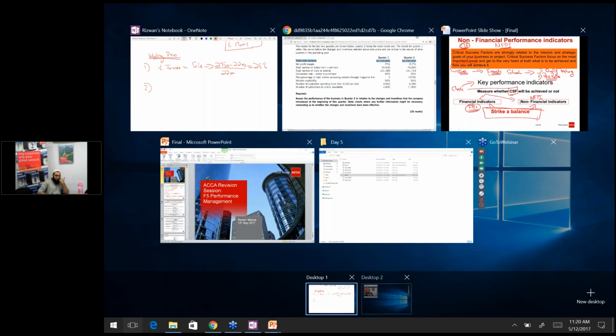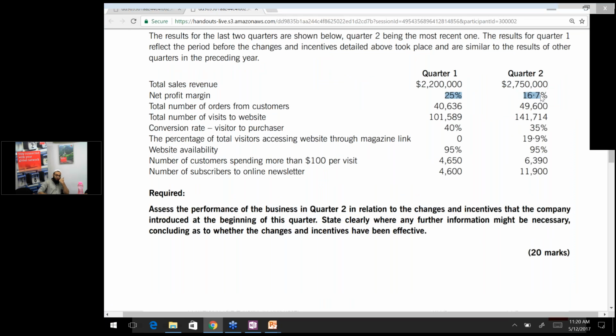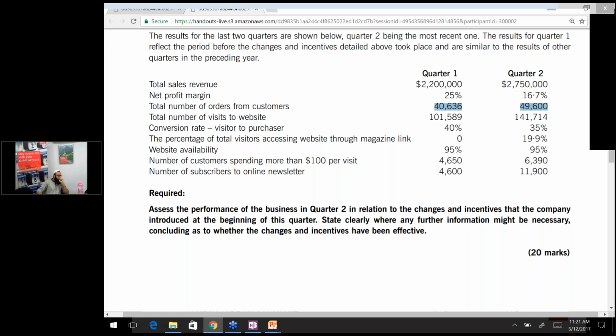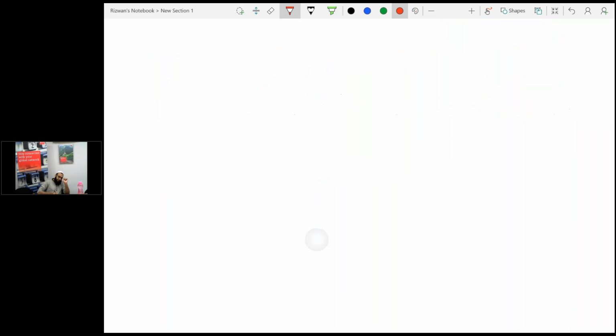Net profit margin is already in percentage, so I don't have to calculate any ratio of that. If something is already in percentage, you don't have to do anything, you just have to use that for your comments. Then comes total number of orders from customers. What I can work out using this is the percentage increase in number of orders. So let's work out that.